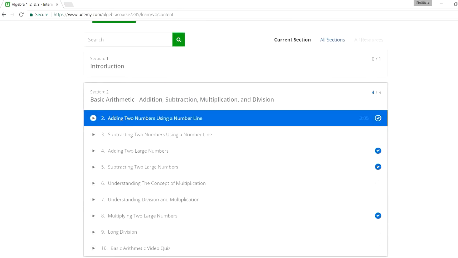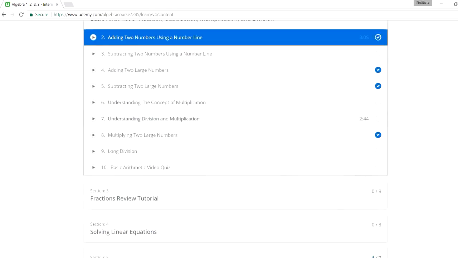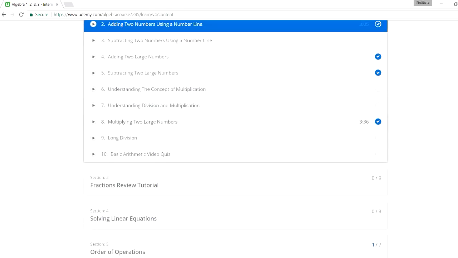So the first section, basic arithmetic, for those of you who want to focus on addition, subtraction, multiplication, and division. And it has a video quiz at the end. It's a multiple choice video quiz. You can pause it, work on the problems, and see the solutions. It covers long division, multiplying 2 large numbers, and things like that.